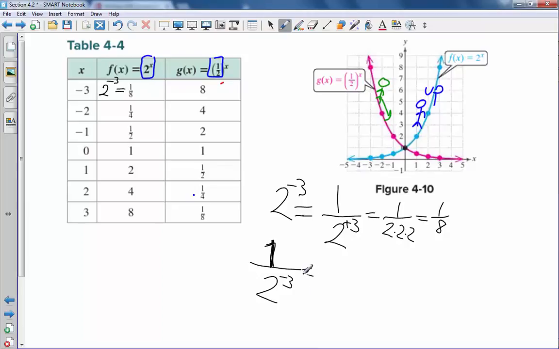You can move it to the top as long as you flip the sign. So this is reversible. You can move it to the top by flipping the sign. I'm flipping the sign again, so it's 2 cubed. 1 over 2 to the negative third power was 2 to the positive 3. It's actually 8.